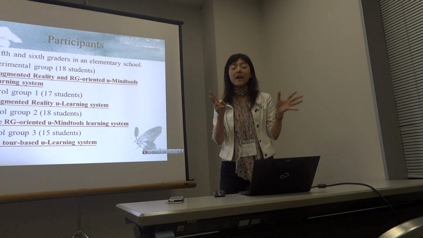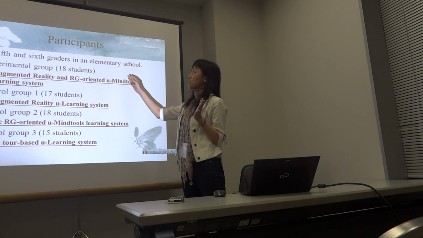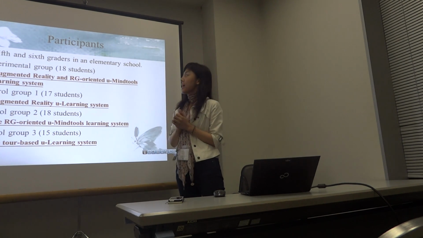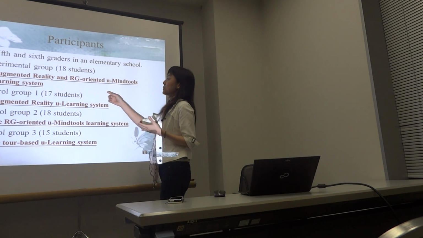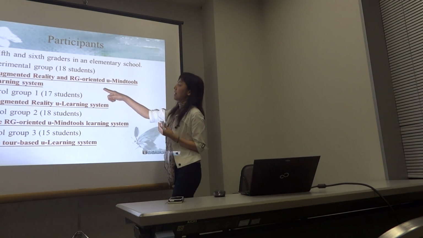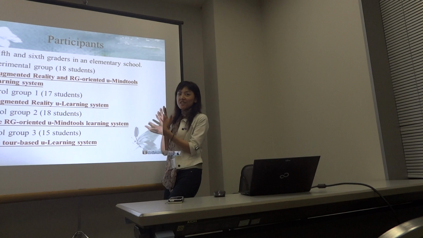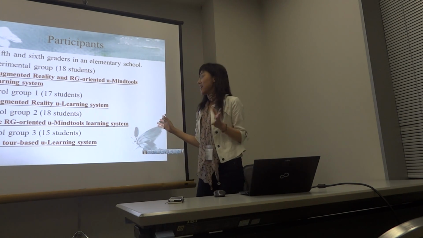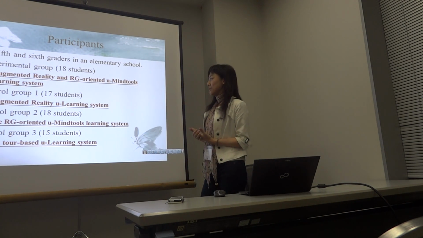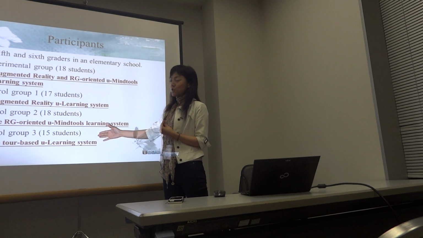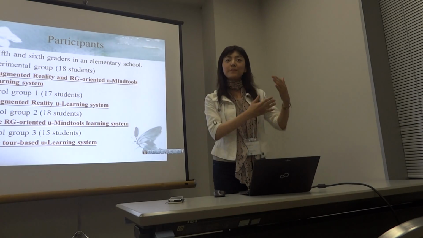So we have 2 variables, so we have 4 groups, and in total there are 86 fifth and sixth graders in an elementary school. The first one is the experimental group. The students use the AR-oriented mind tool to learn. Control group 1 uses only AR, no retrograde method. The second control group uses the ORG-oriented mind tools learning system. And the third one uses the tool-based U-learning. This is the pure U-learning we already used many times.